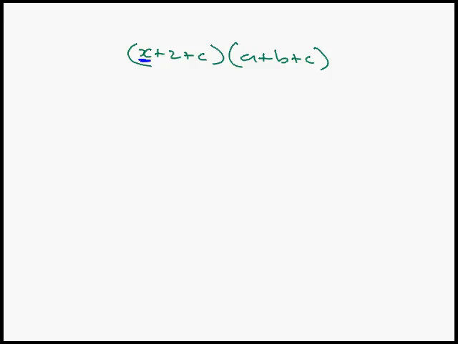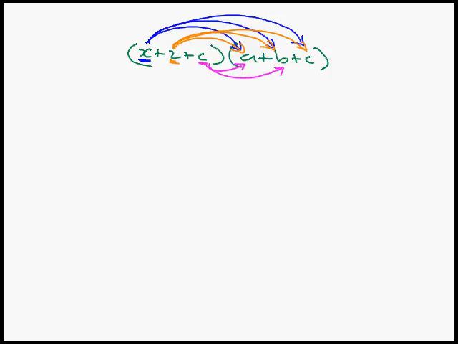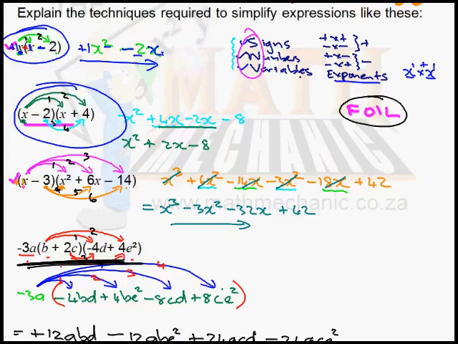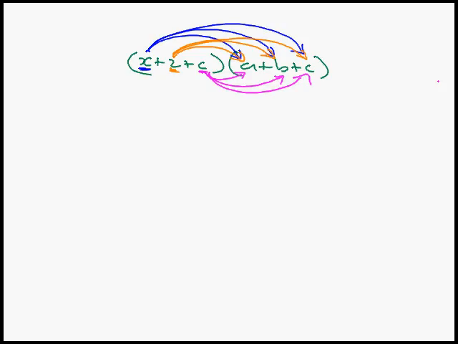Take the first term in the first bracket, draw an arrow to every single term in the second bracket. Then you take the next term in the first bracket and you draw an arrow to every single term in the second bracket. Then you take the next term in the first bracket and you draw an arrow to every single term in the second bracket. It always remains the same technique with the FOIL rule. You just multiply arrow by arrow by arrow.